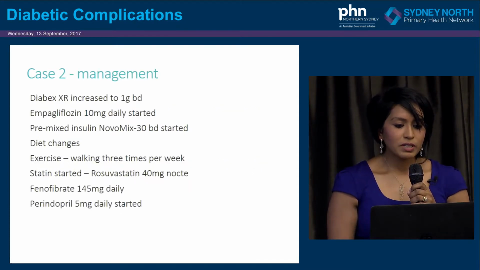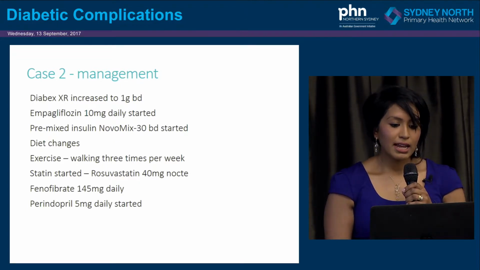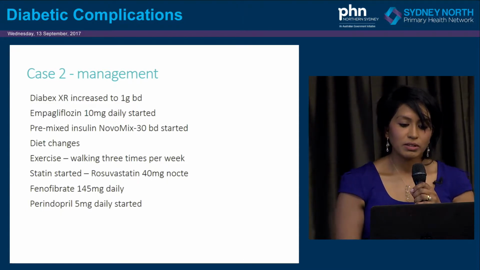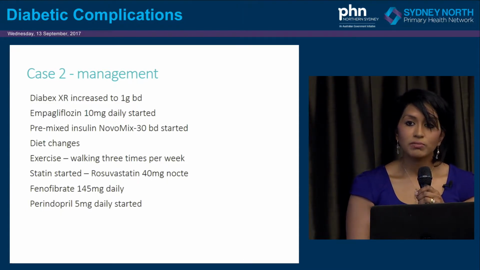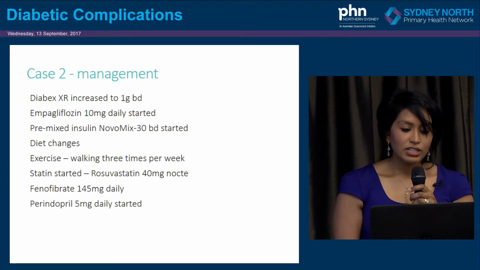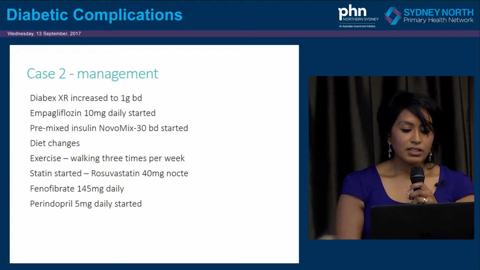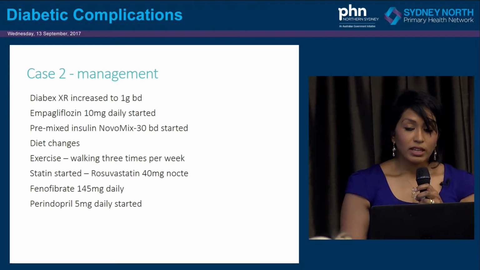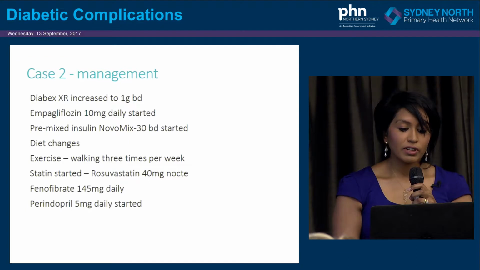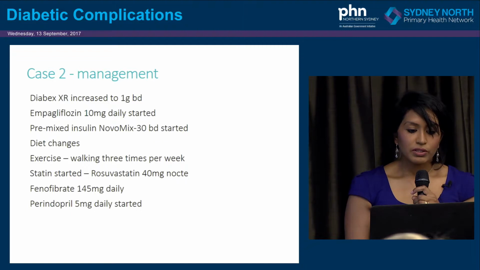With her medication management, her Diabex XR is increased to the maximum dose of 1 gram twice a day, and empagliflozin, an SGLT2 inhibitor, is started in addition to insulin to optimise her glucose levels in the context of this retinopathy and that poor control with an HbA1c above 12%. She sees a dietitian and works on making changes to her diet. She starts some exercise, and she is started on a statin as well with that high cholesterol level, and fenofibrate is added, and I'll talk about that more in a moment, and perindopril because of the hypertension.